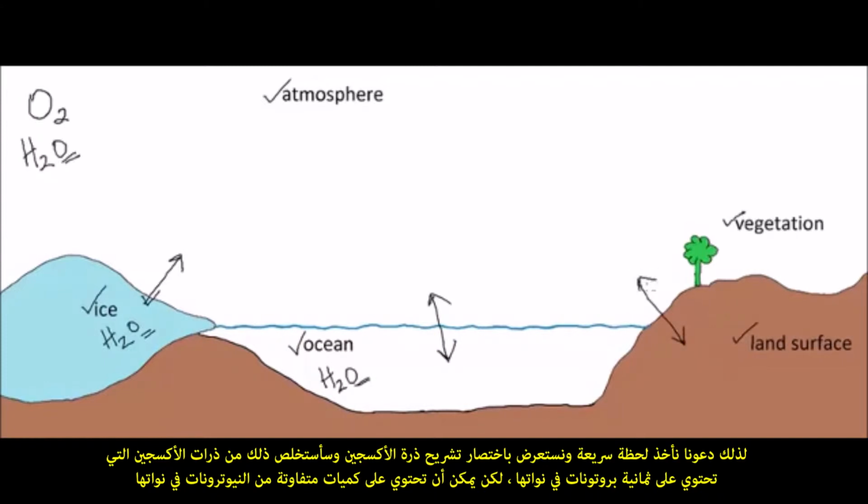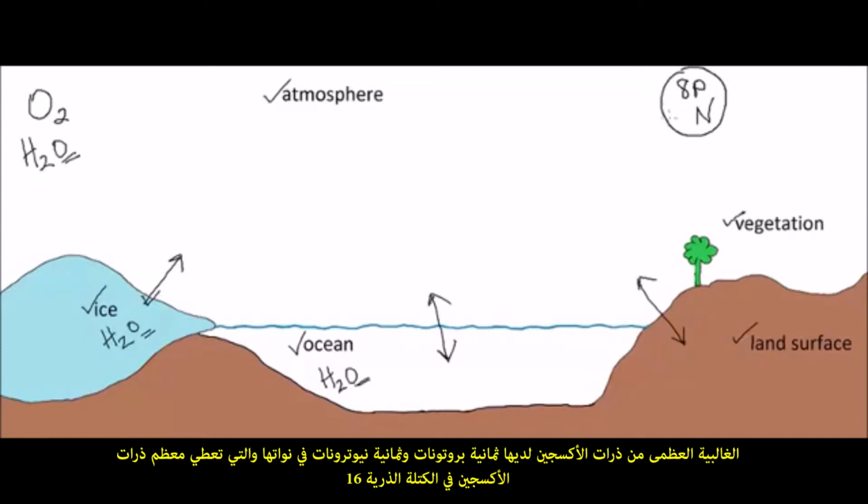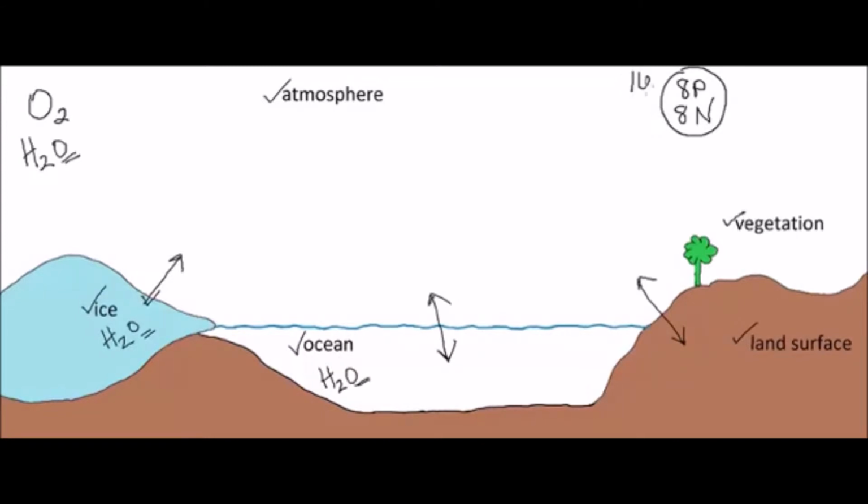So let's take a quick moment and briefly review the anatomy of an oxygen atom. And I'm going to draw that for you up here. All oxygen atoms have 8 protons in their nucleus, but they can have varying amounts of neutrons in their nucleus. The vast majority of oxygen atoms have 8 protons and 8 neutrons in their nucleus, which give most oxygen atoms an atomic mass of 16.